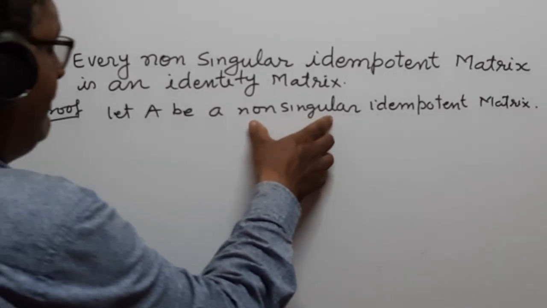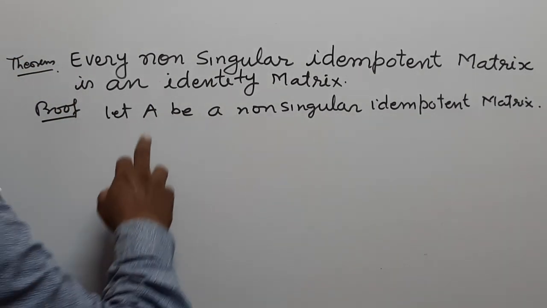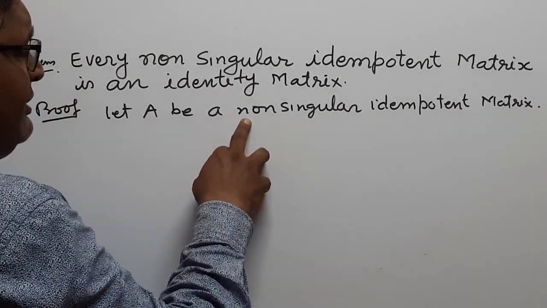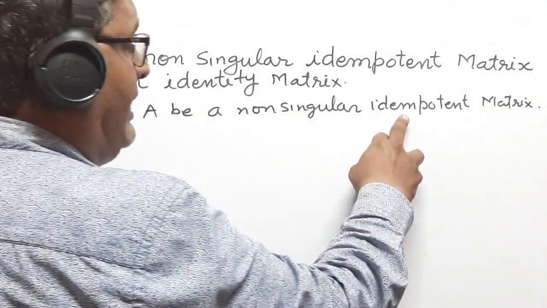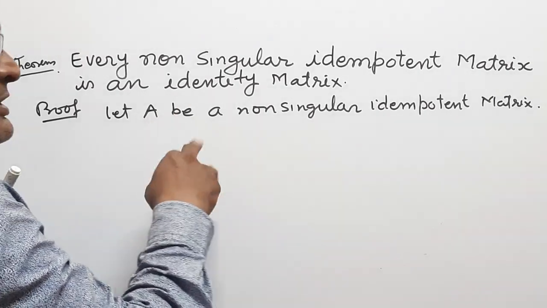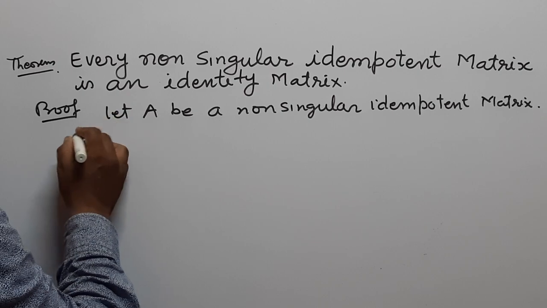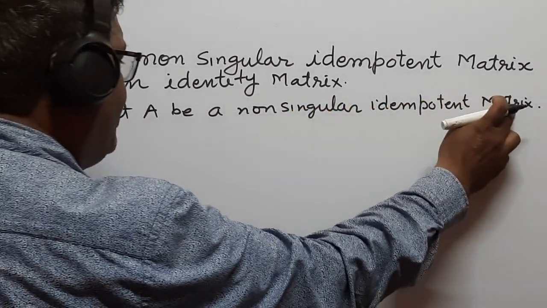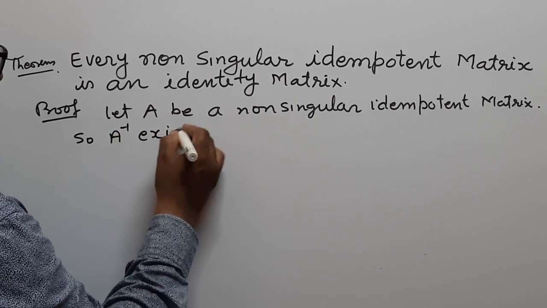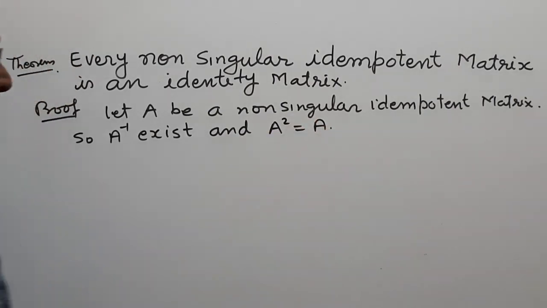We know that non-singular means the inverse of that matrix exists. Here A is non-singular, that means the inverse of A matrix must exist. And idempotent matrix means the square of A is equal to itself. So A being a non-singular idempotent matrix means A inverse exists and A square is equal to A.